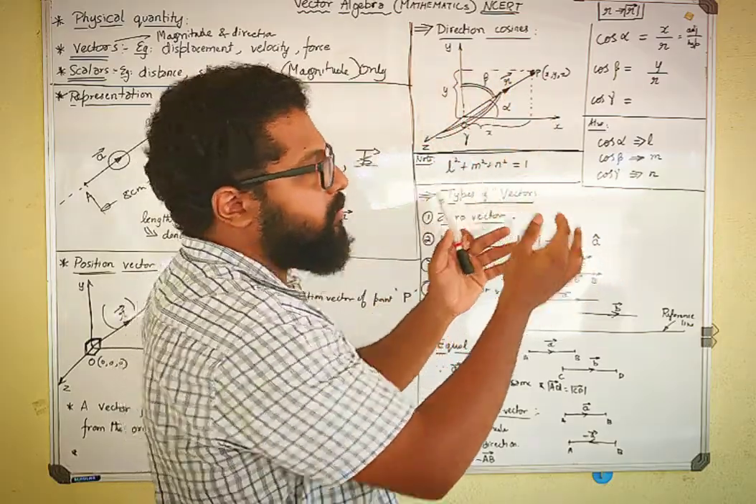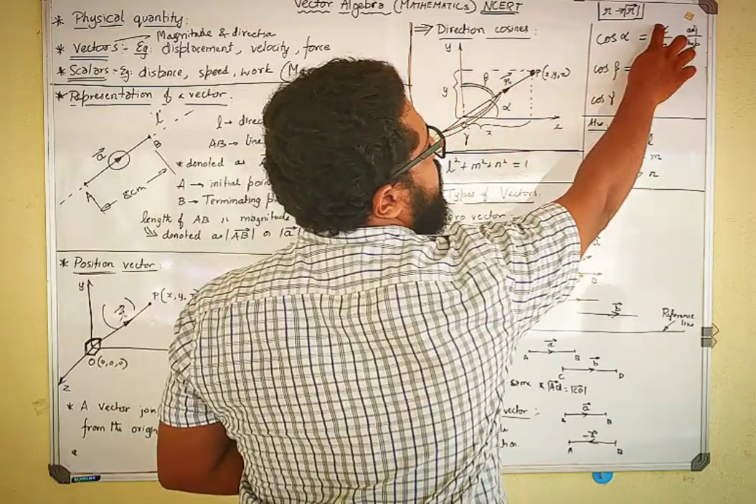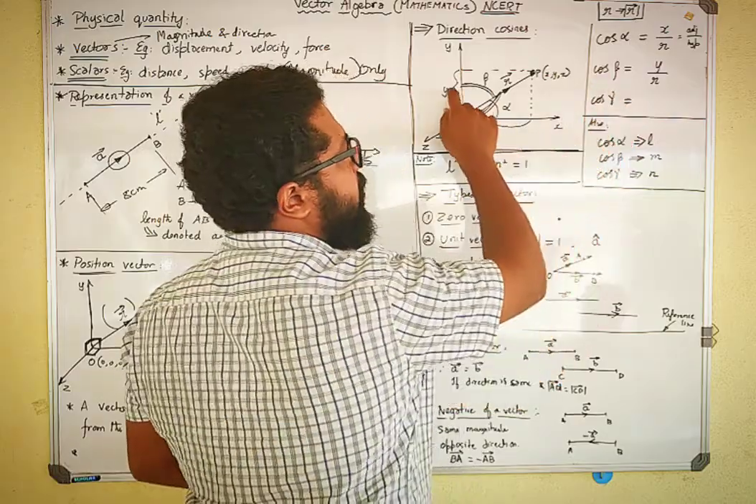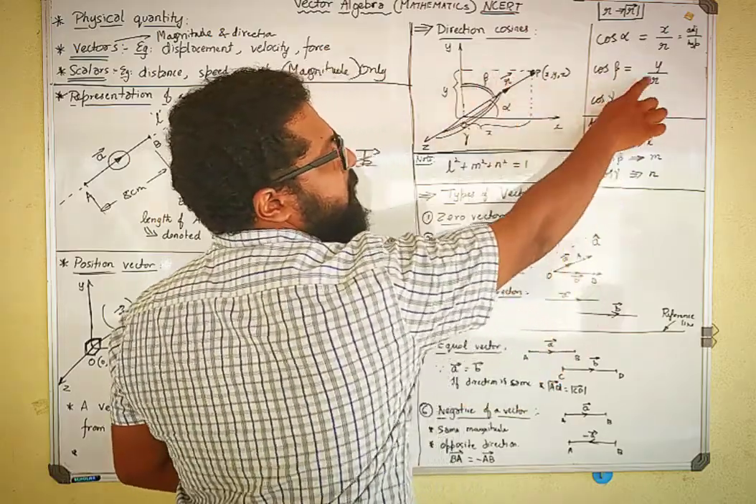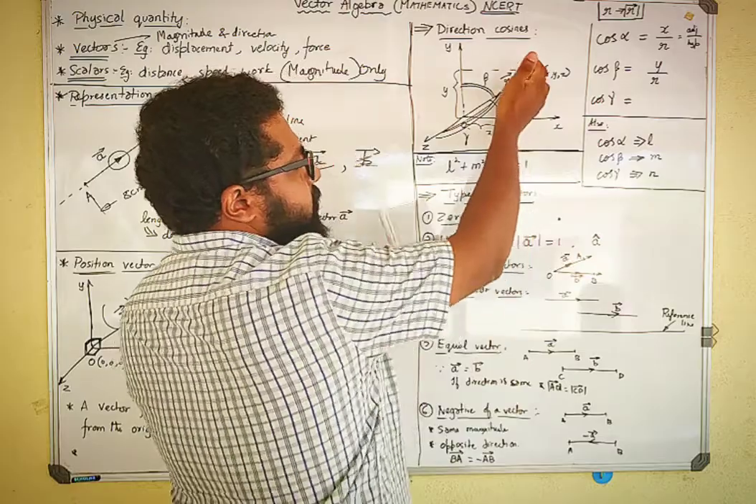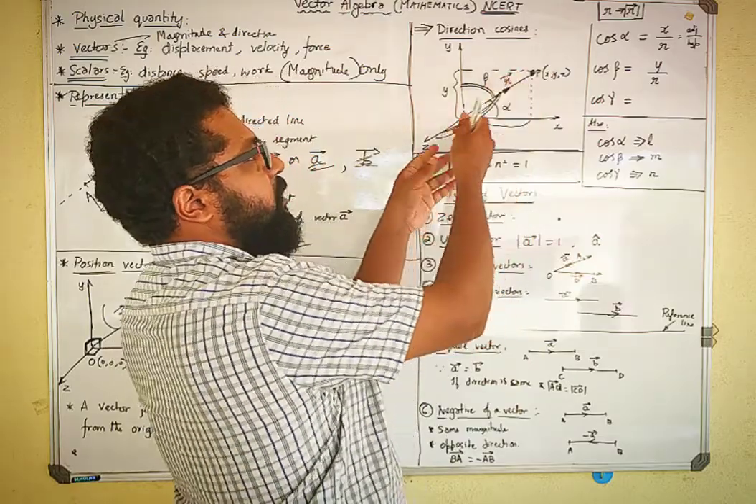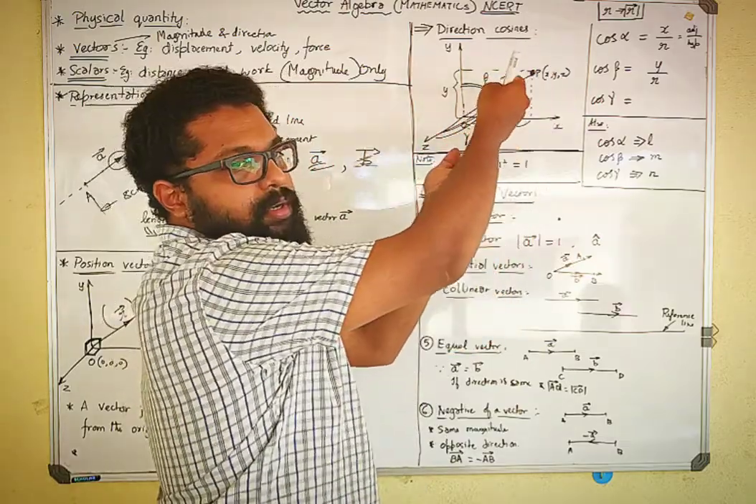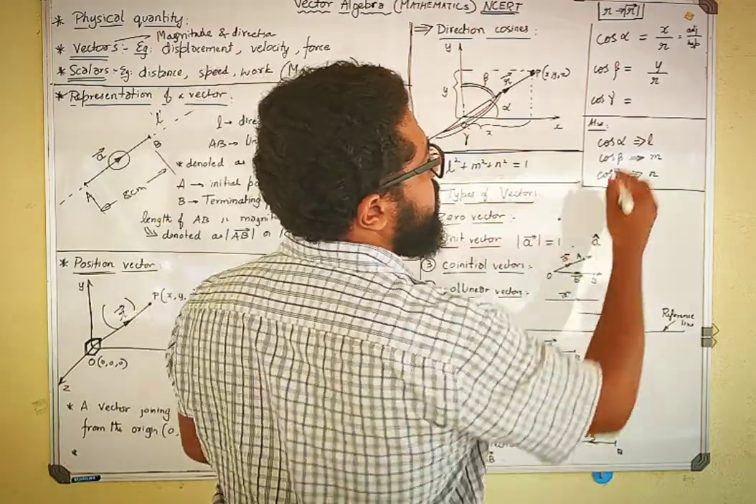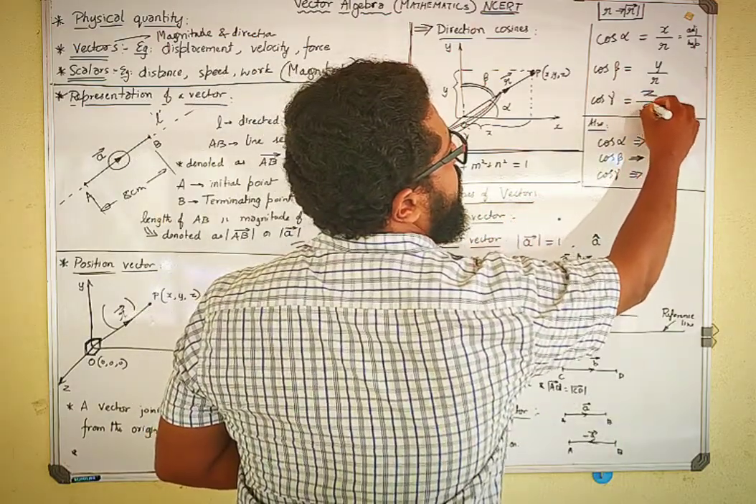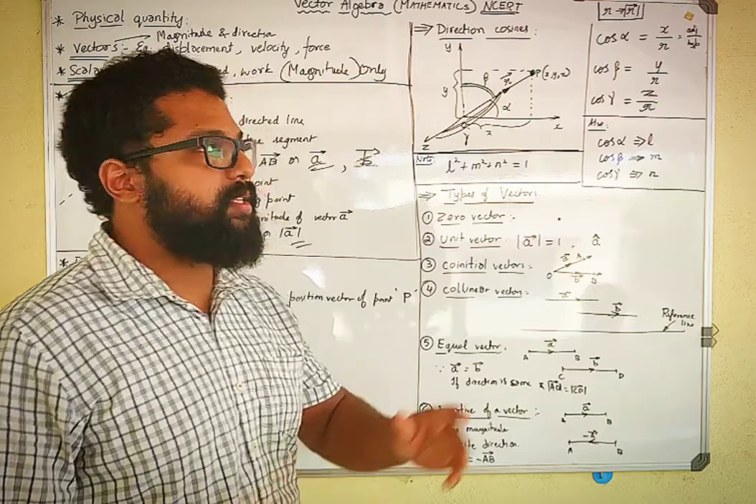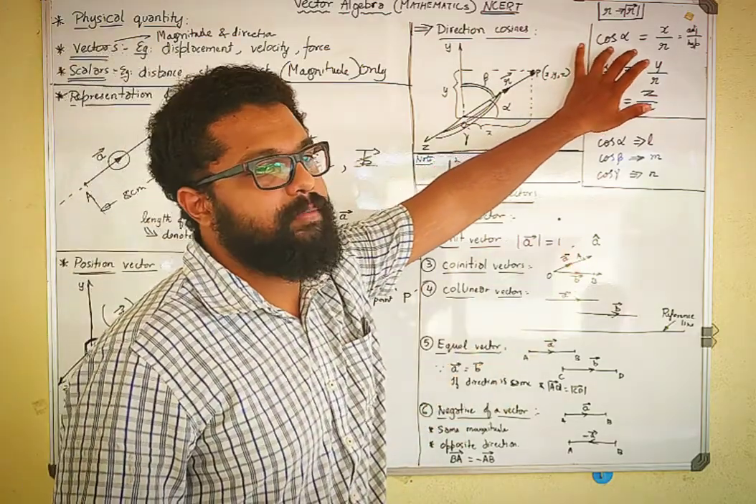Using the trigonometric system, cos alpha I can name as x by r, and cos beta I can name as y by r, adjacent by hypotenuse. And the next triangle I'll take is the z triangle, which is outside the board. So that triangle when I take, it becomes z by r. Okay. So these are the things in order to find my direction cosines.